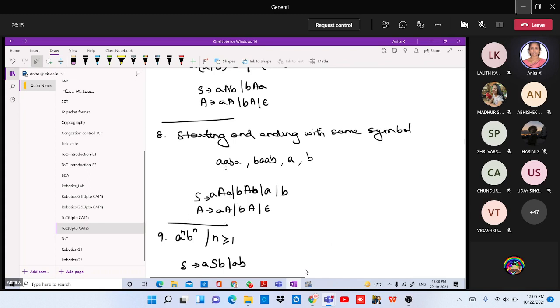The next thing is, in the start I should have A, at the end A. If it starts with A, it should end with A. If it starts with B, it should end with B. Considering the same symbol, we are including this one. That's it.